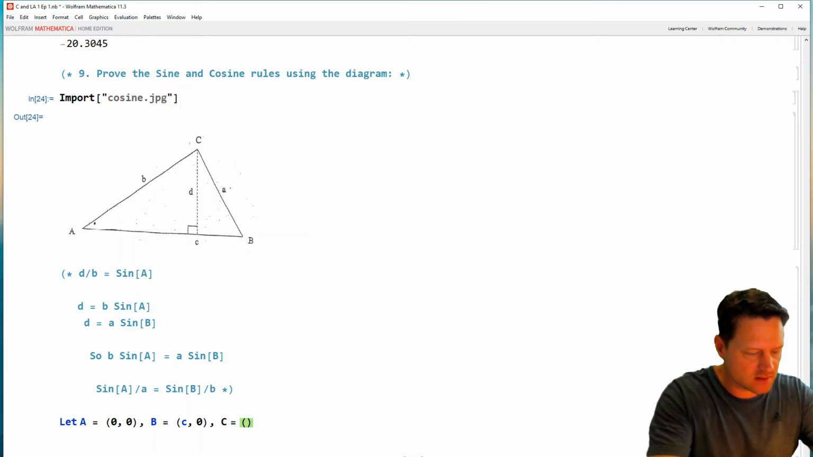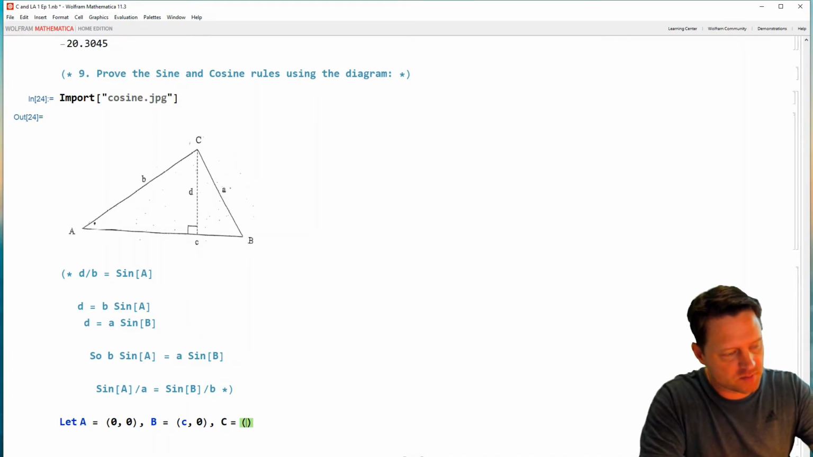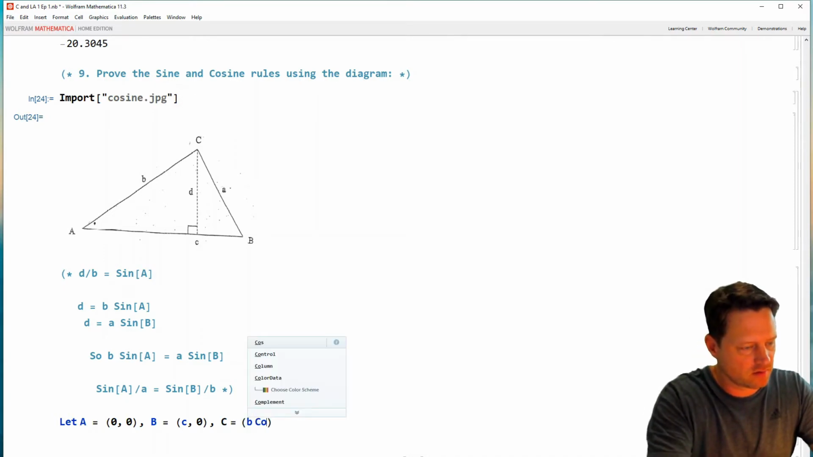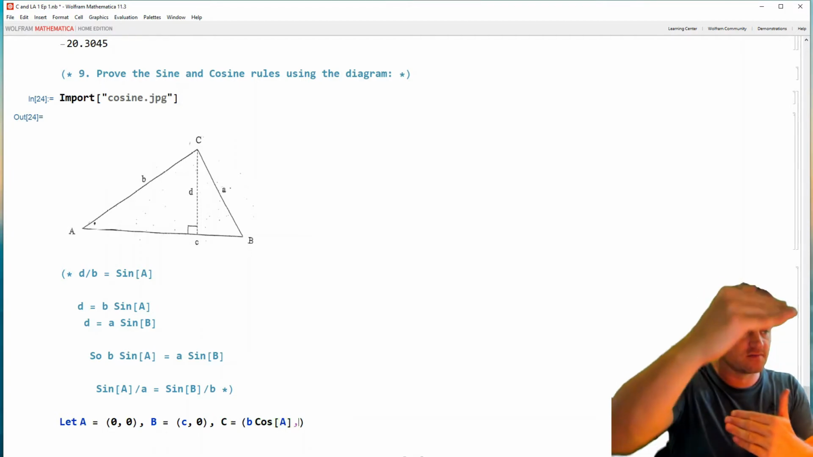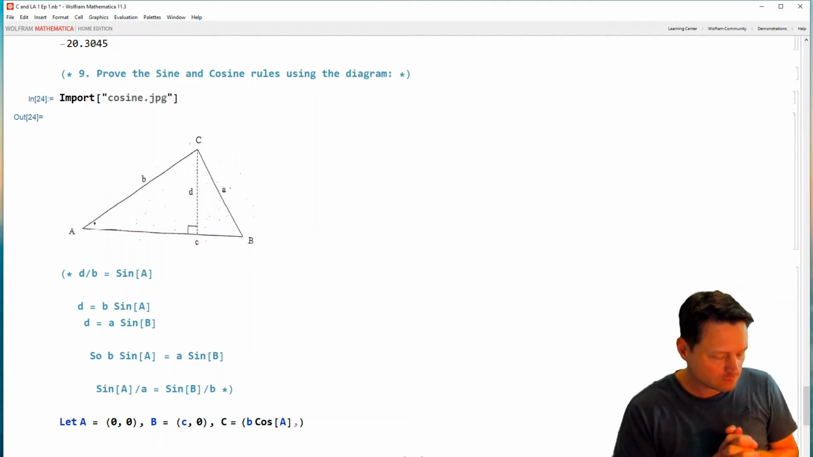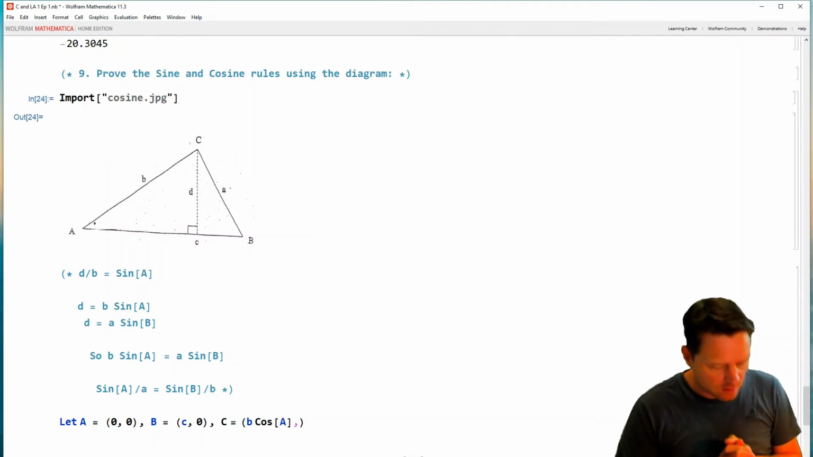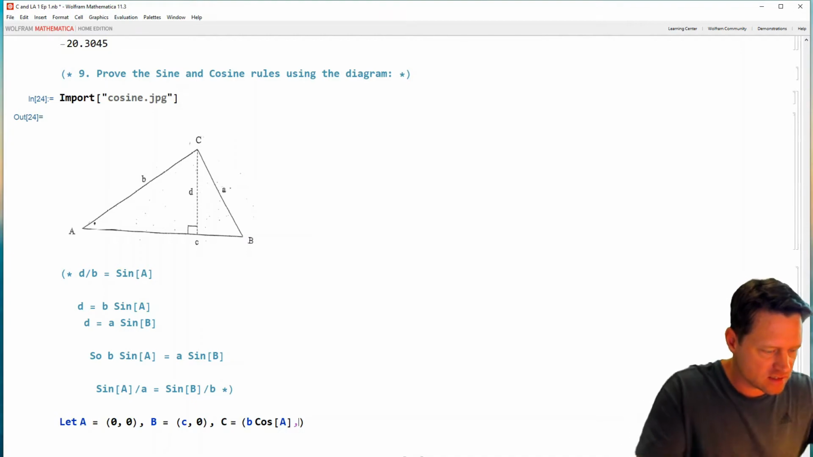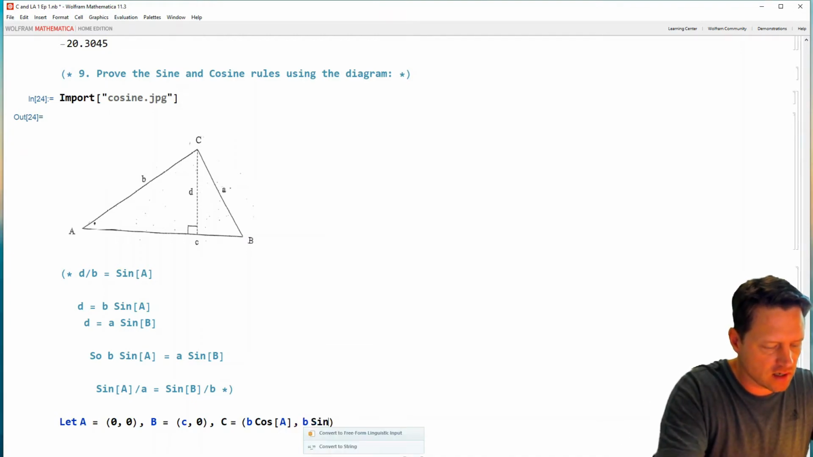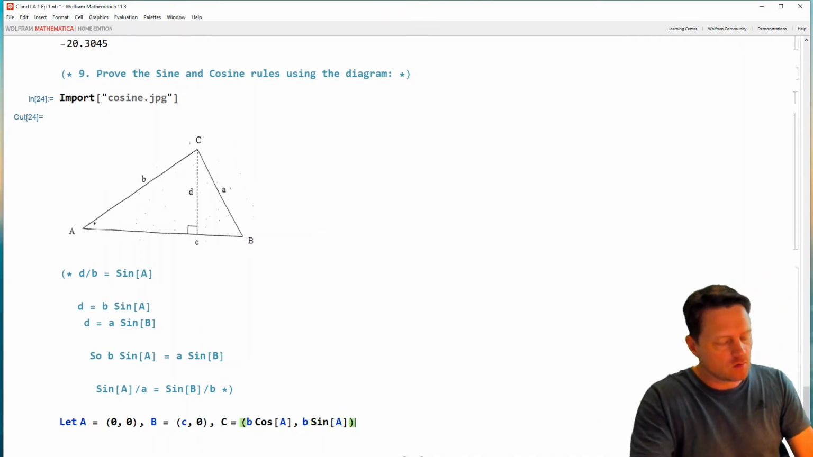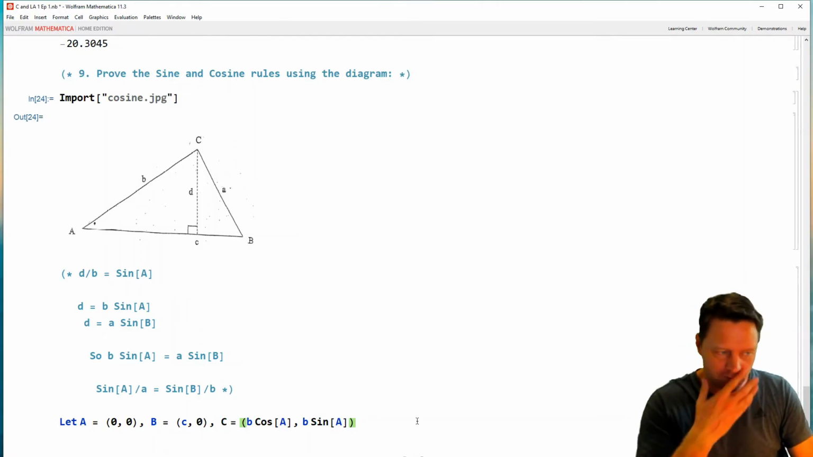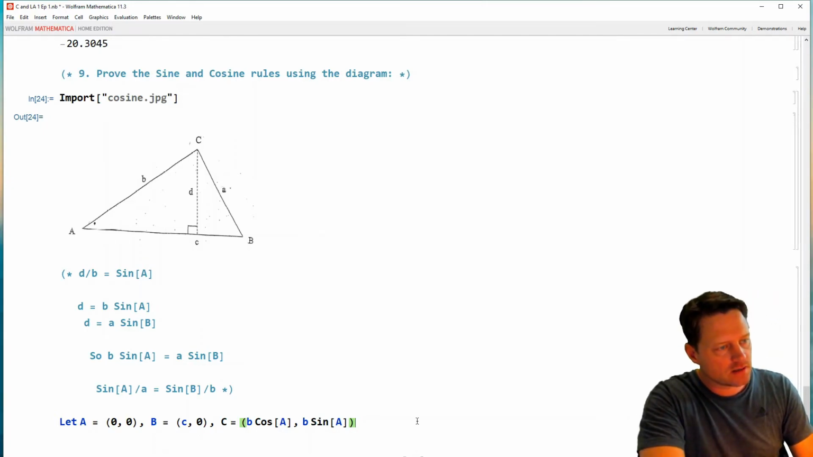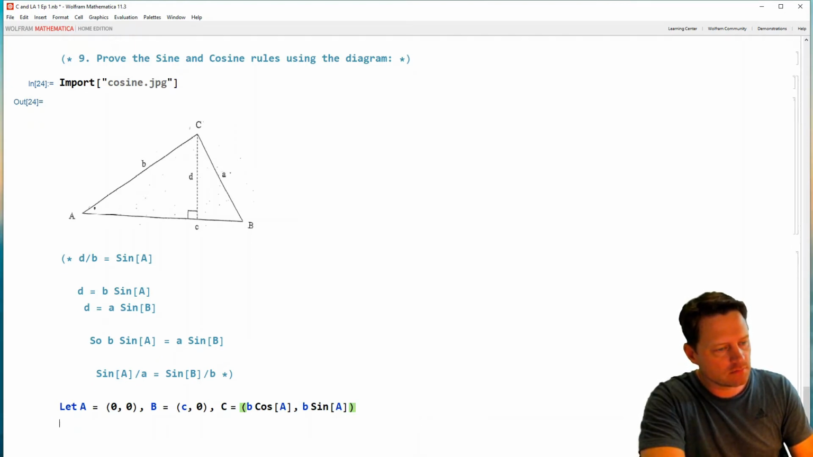So the hypotenuse is B, so B cos of the angle A, that's the x coordinate there. Now the height of that, we already worked out as B sine of the angle A when we did the sine rule. Okay, so we've got these. Now we want to express A in terms of, well, vectors.